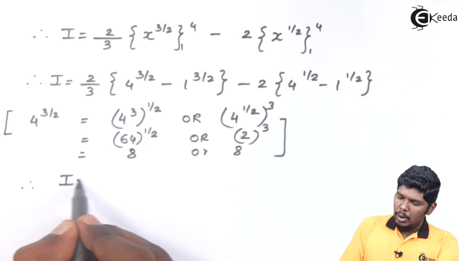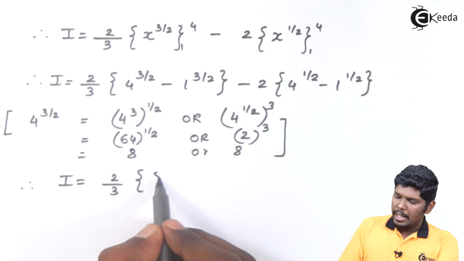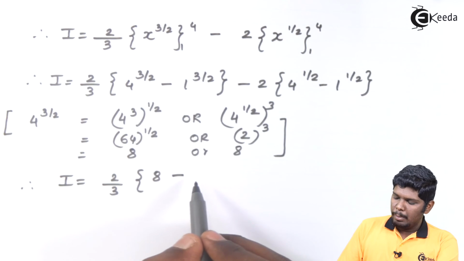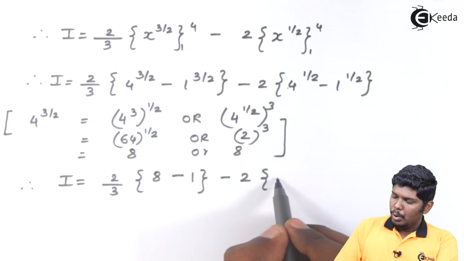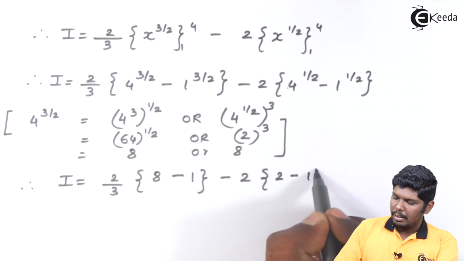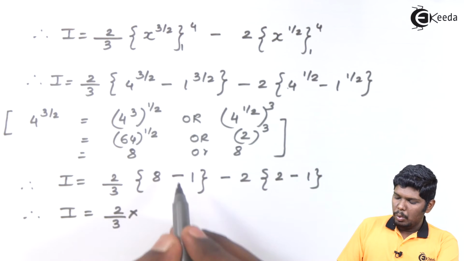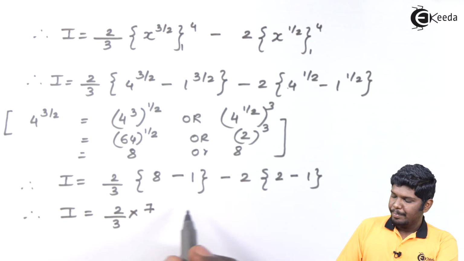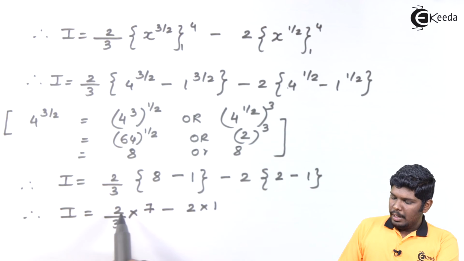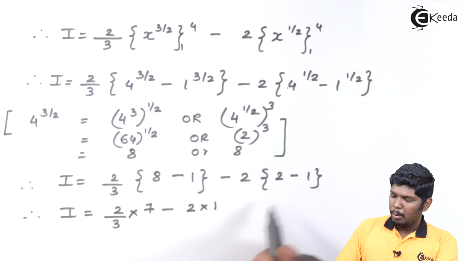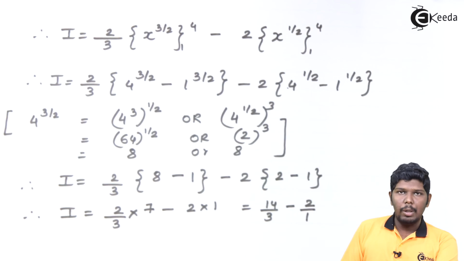Therefore, I is equal to 2 upon 3 times the value of 4 raised to 3 by 2, which we found as 8, minus 1 raised to 3 by 2, which is 1, minus 2 into the square root of 4, which is 2, minus the square root of 1, which is 1. On further solving, I will be 2 by 3 into 8 minus 1 gives 7, minus 2 into 2 minus 1 which is 1. Here 2 into 7 is 14, so 14 upon 3, minus 2 ones are 2, whose denominator will be 1.